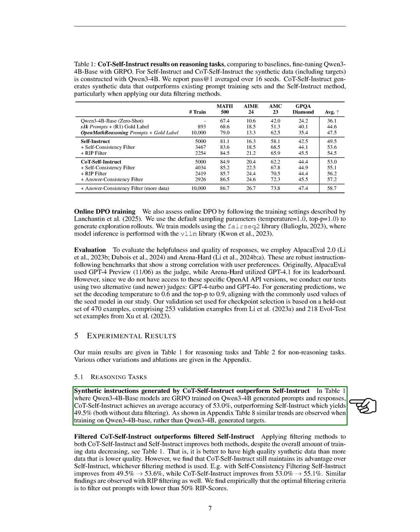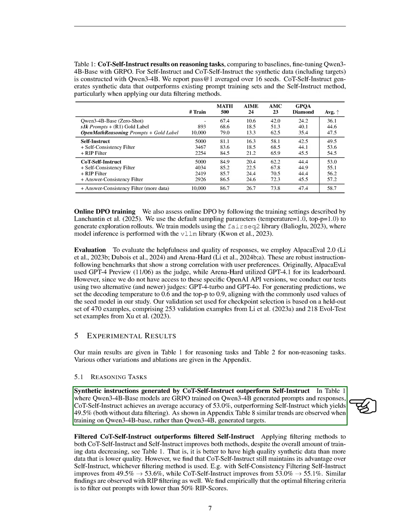This indicates that high-quality synthetic data is more beneficial than a larger quantity of lower-quality data. Notably, CoT-Self-Instruct retains its advantage over Self-Instruct regardless of the filtering method used. For instance, with self-consistency filtering, Self-Instruct improves from 49.5% to 53.6%, while CoT-Self-Instruct rises from 53.0% to 55.1%. We also find that the best filtering criterion is to exclude prompts with RIP scores below 50%.